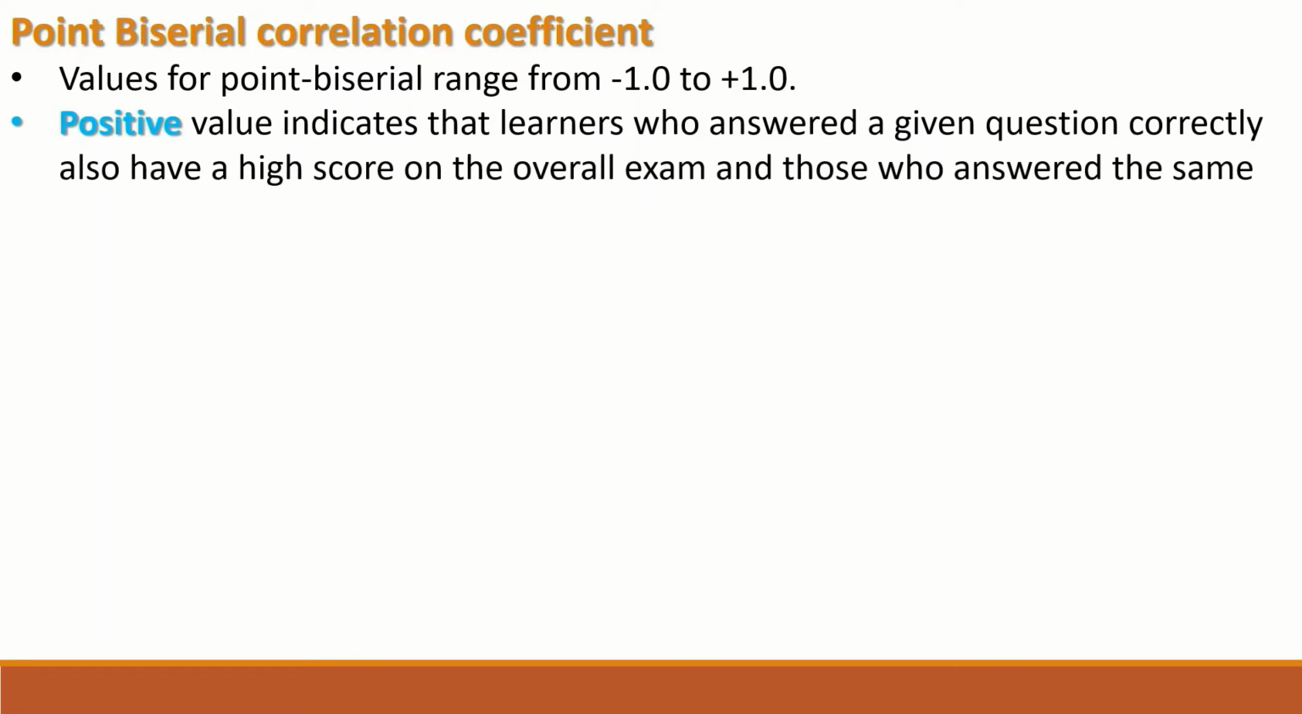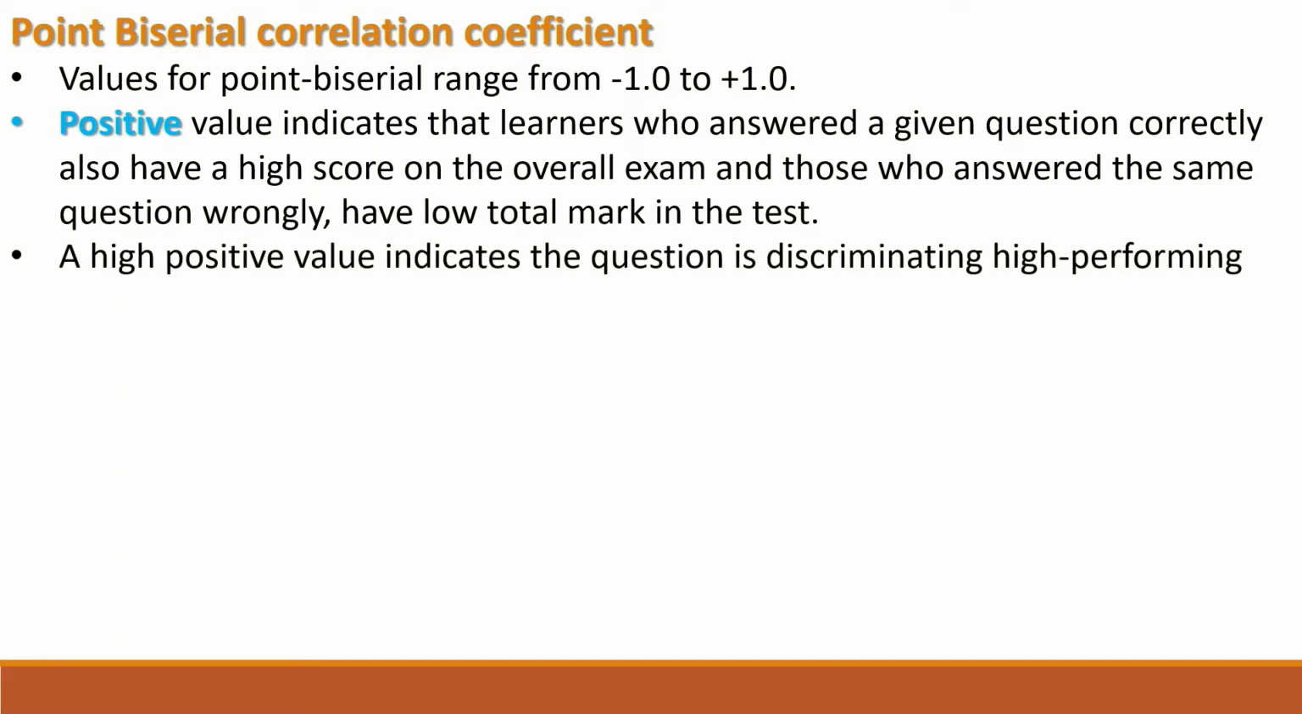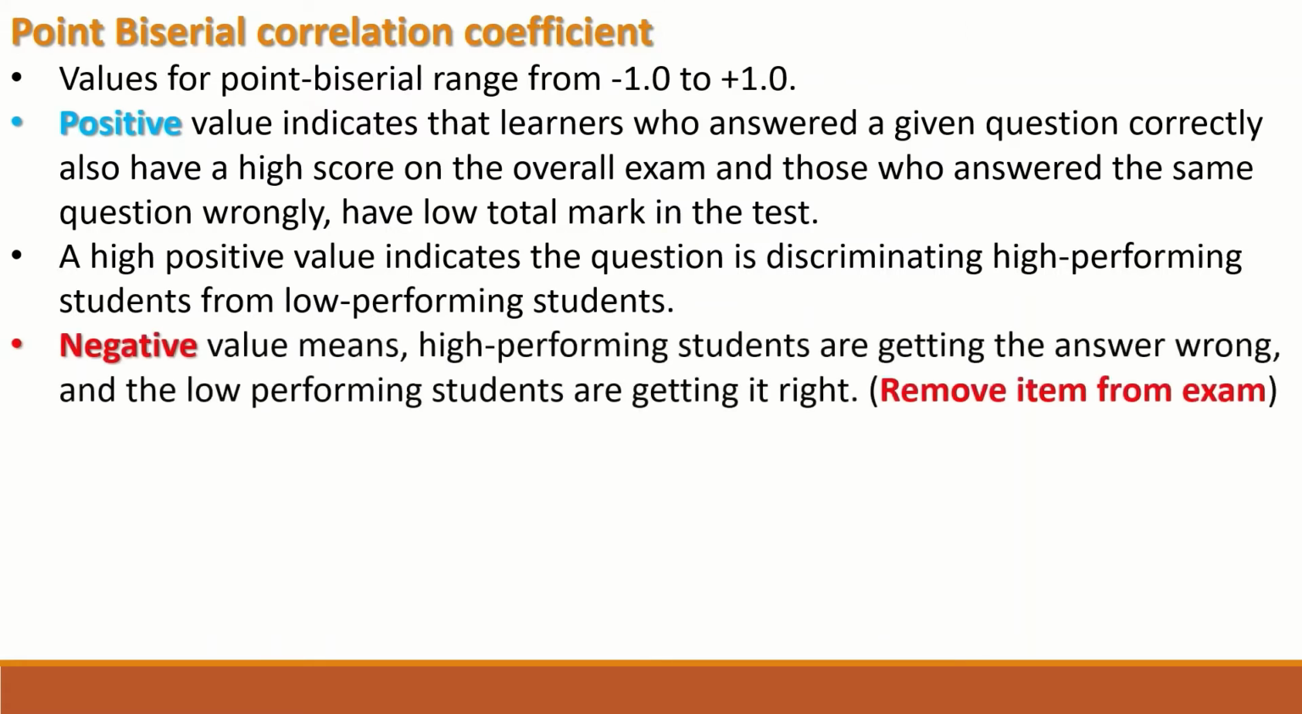A positive value of the coefficient indicates that the learner who answered a given question correctly also has a high score on the overall exam, and those who answered the same question wrongly have a low total mark in the test. A high positive value indicates that the question is discriminating high performing students from low performing students.